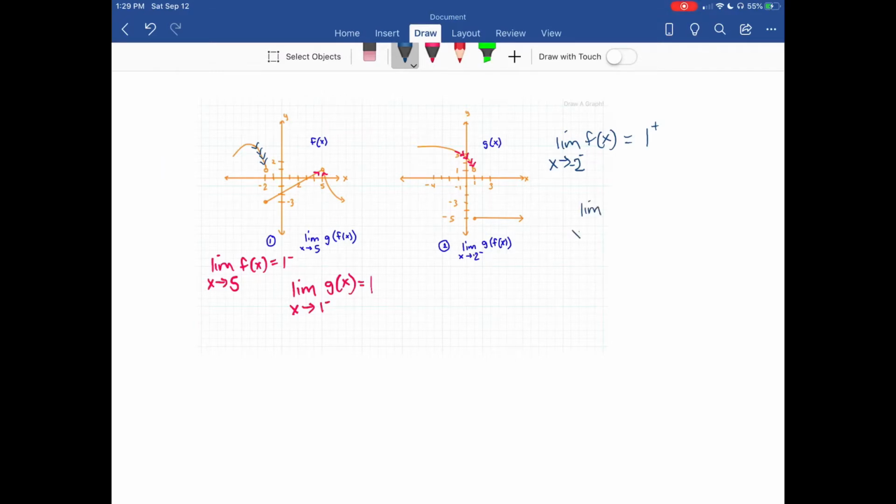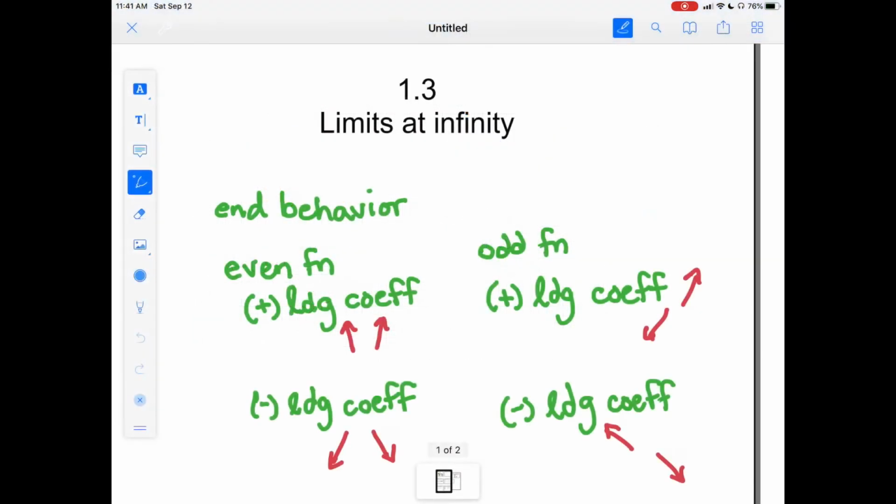And so our next step is seeing what happens with that outermost function as our x now approaches 1 from the right. And as I'm approaching 1 from the right, I think we're seeing it, that would approach -5.